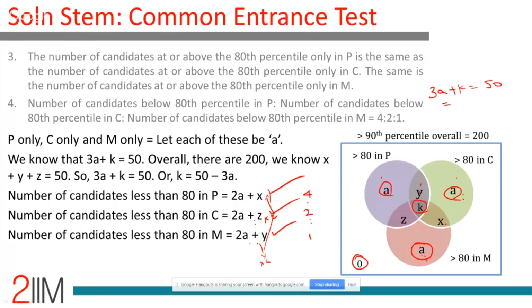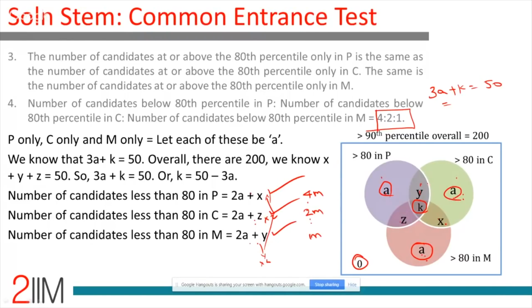And so the key takeaway from all my travails there is anytime you get a question with multiple ratios like this, 4 is to 2 is to 1, 3 is to 11 is to 14, 7 is to 19 is to 37. 3 ratios like this. Use them extensively. How do I use them? I'm going to call 2A plus X as 4M, 2A plus Z as 2M, 2A plus Y as M. And so this is very useful.